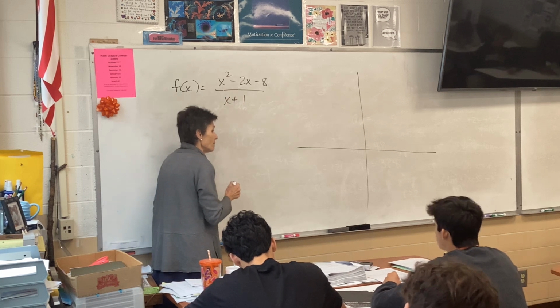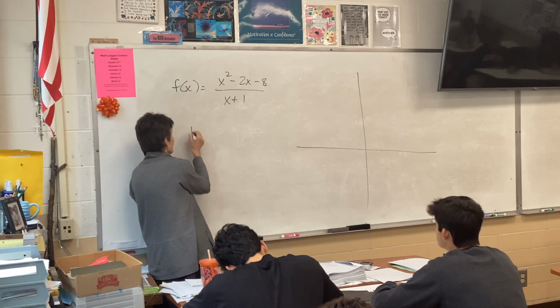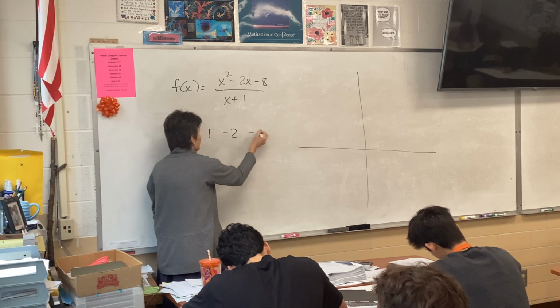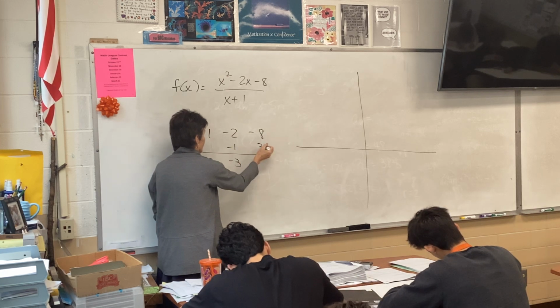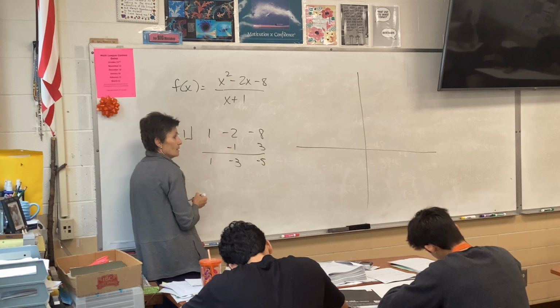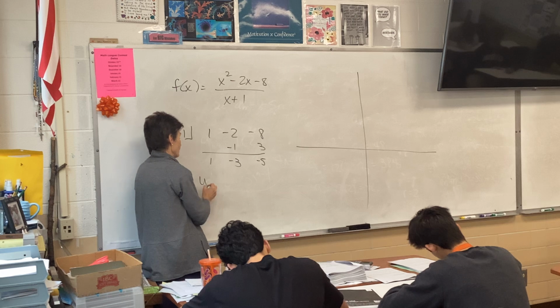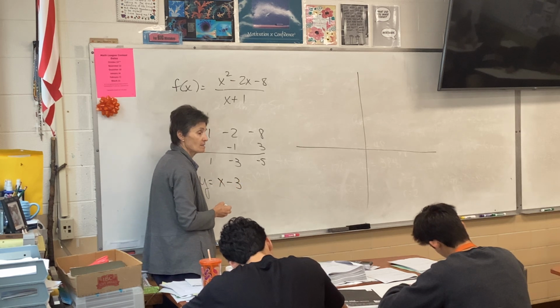So how do I find my slant asymptote? I might as well just do it right now. Negative 1. I'm going to divide negative 1 into this. So where is my slant asymptote? It's x minus 3.